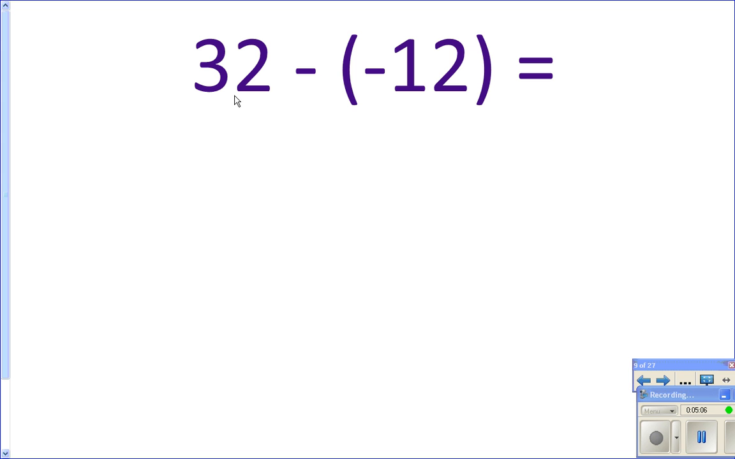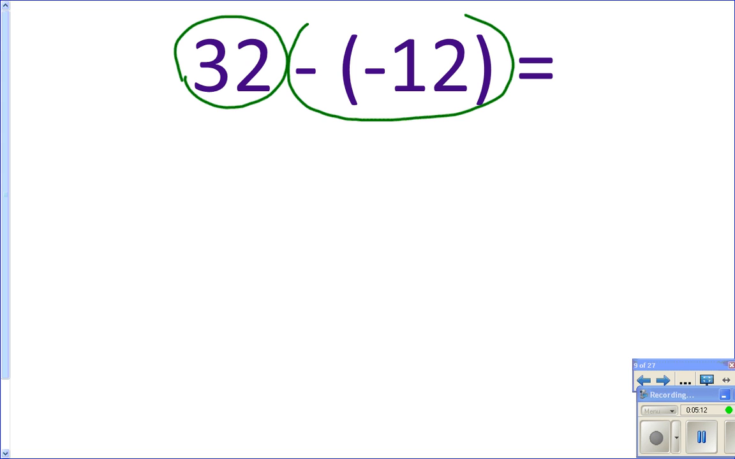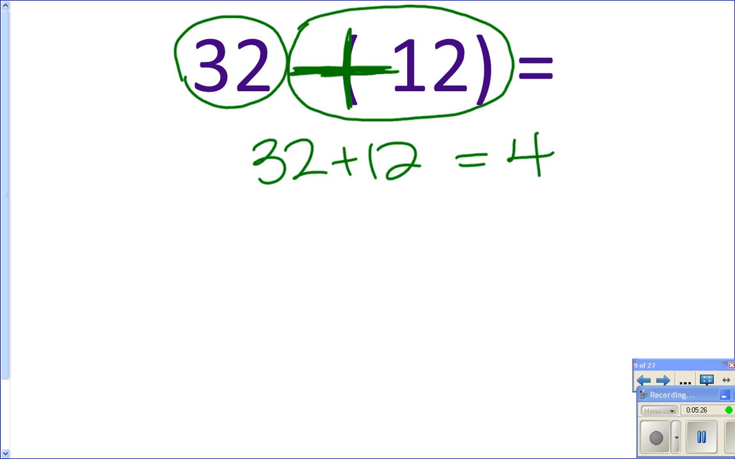Okay. Checking your work, you should have circled 32 and circle the minus negative 12. The two negatives right by each other make a big plus. So you have 32 plus 12, which is 44. Try this next one on your own.